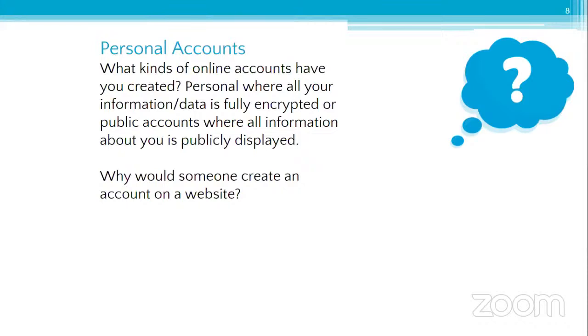So what kinds of online accounts have you created? Have you created personal accounts where all your information or data is fully encrypted, or have you created public accounts where all information about you is publicly displayed? So this is what you should consider.